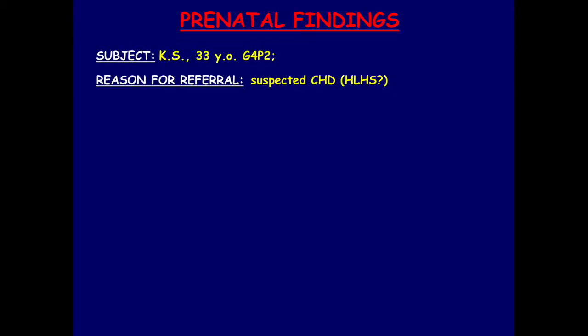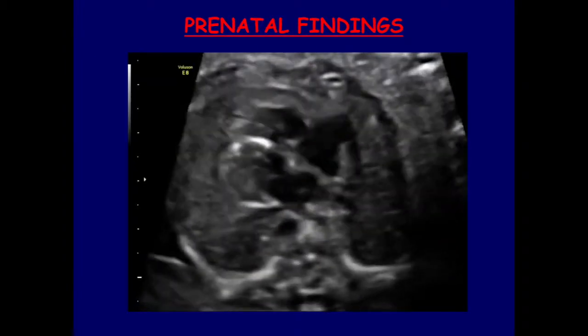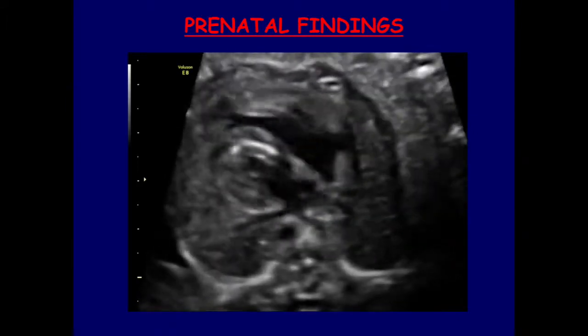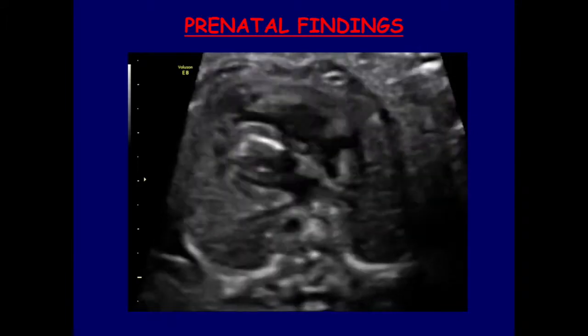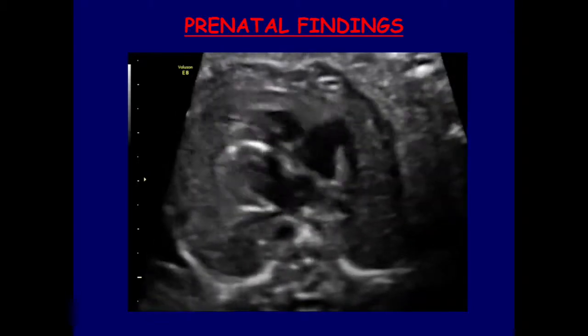So in the next case, the patient was referred with a suspected congenital heart anomaly, hypoplastic left heart syndrome, and here is the four-chamber view. And if you look at this four-chamber view very briefly, it seems that it meets all the criteria for hypoplastic left heart, right?